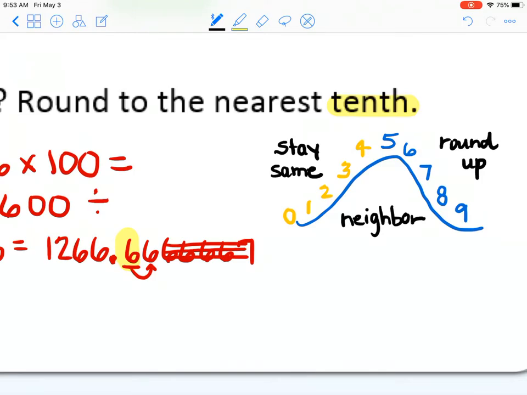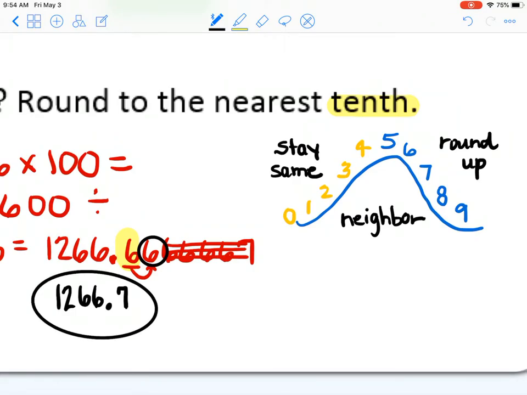So let's look at the neighbor. The tenths place is what we want to round to, so the neighbor is actually this number. And if you look at the hill, you find that 6 is in the roundup range. So we are going to say 1, 2, 6, 6, and then that yellow number, the tenths place, will round up. And this is actually the answer that you're looking for.